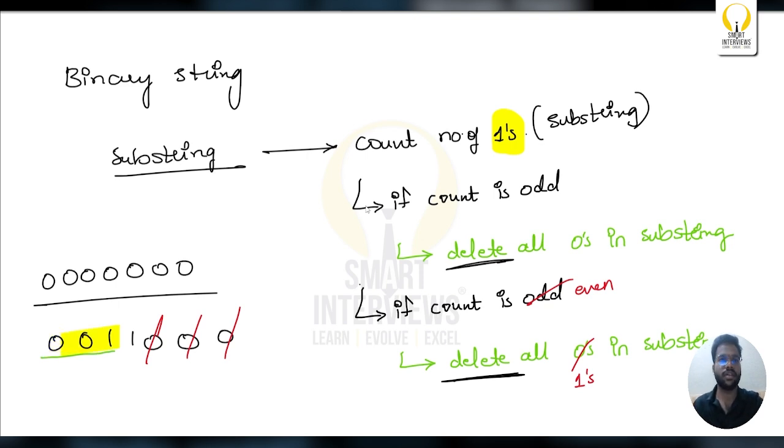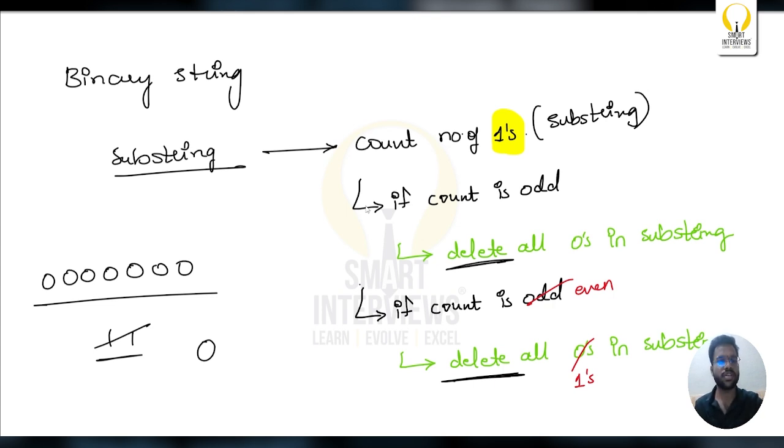This as my substring. Now, what will happen? I'll delete all zeros. Okay, so this will be gone. This is one. Now, I have even ones. What should I do? I'll delete all ones. So the minimum possible length of my string after doing all the operations is 0. That means we got an empty string in the end.